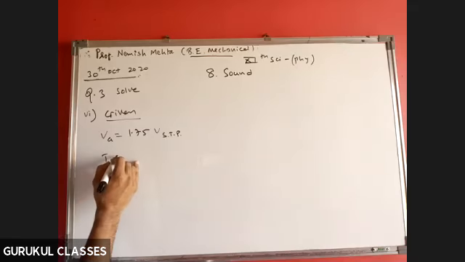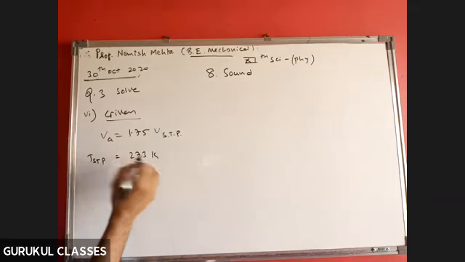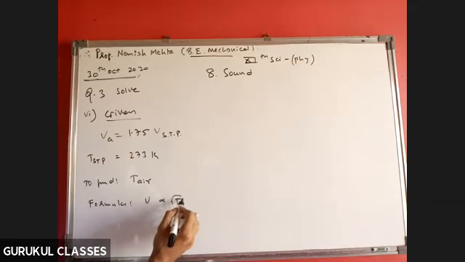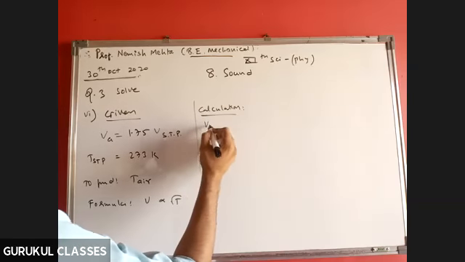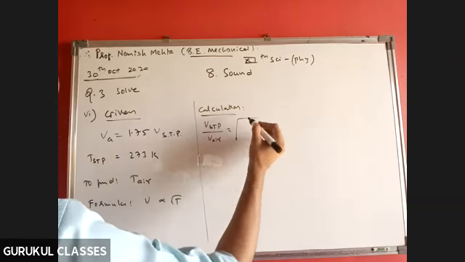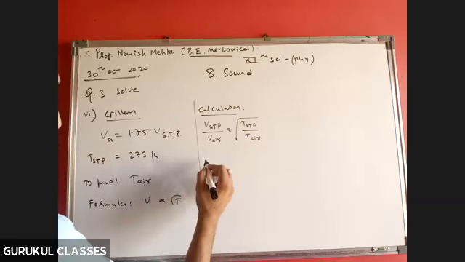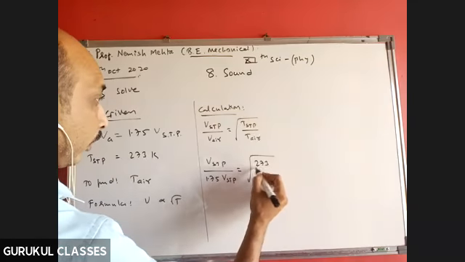So temperature at standard temperature is 273 Kelvin, 0 degree Celsius. Temperature at STP is 273 Kelvin, this we know, okay. To find temperature of air, formula V is directly proportional to square root of T. Calculation: V STP upon V air equals to root of T STP upon T air. V air we can write 1.75 times of V STP. T STP is 273 upon T air.